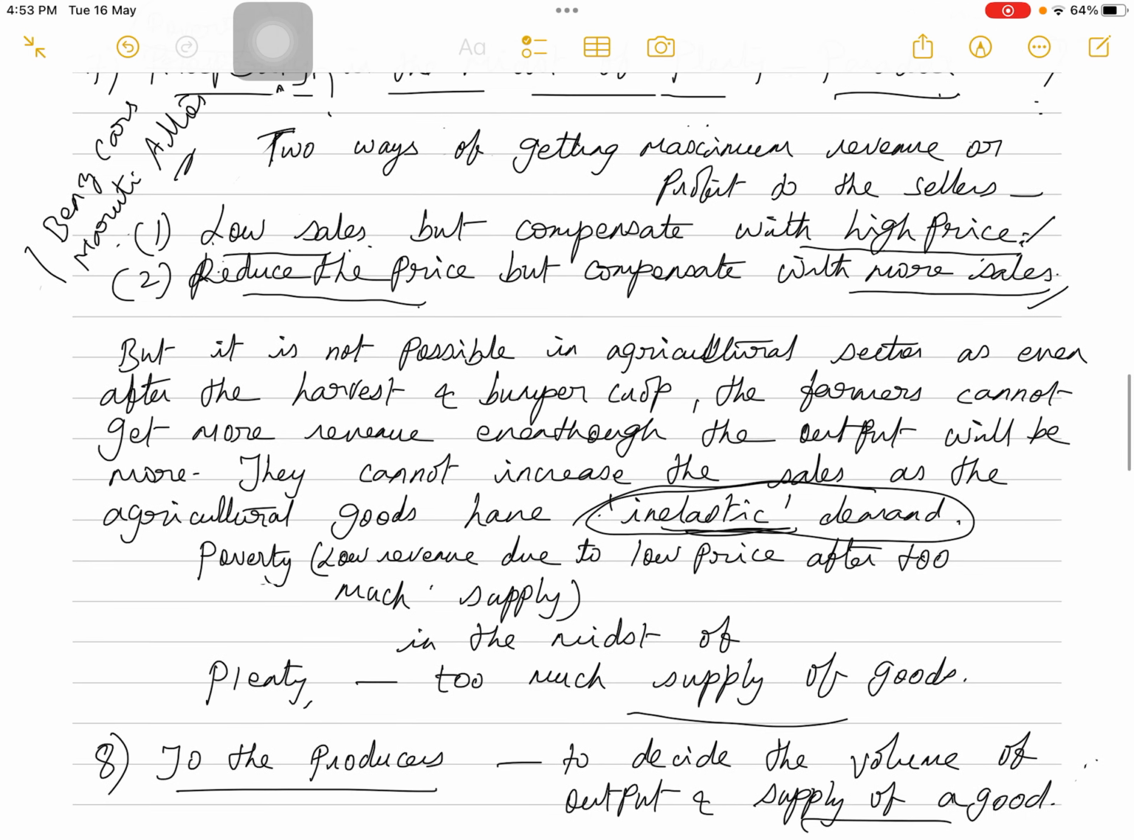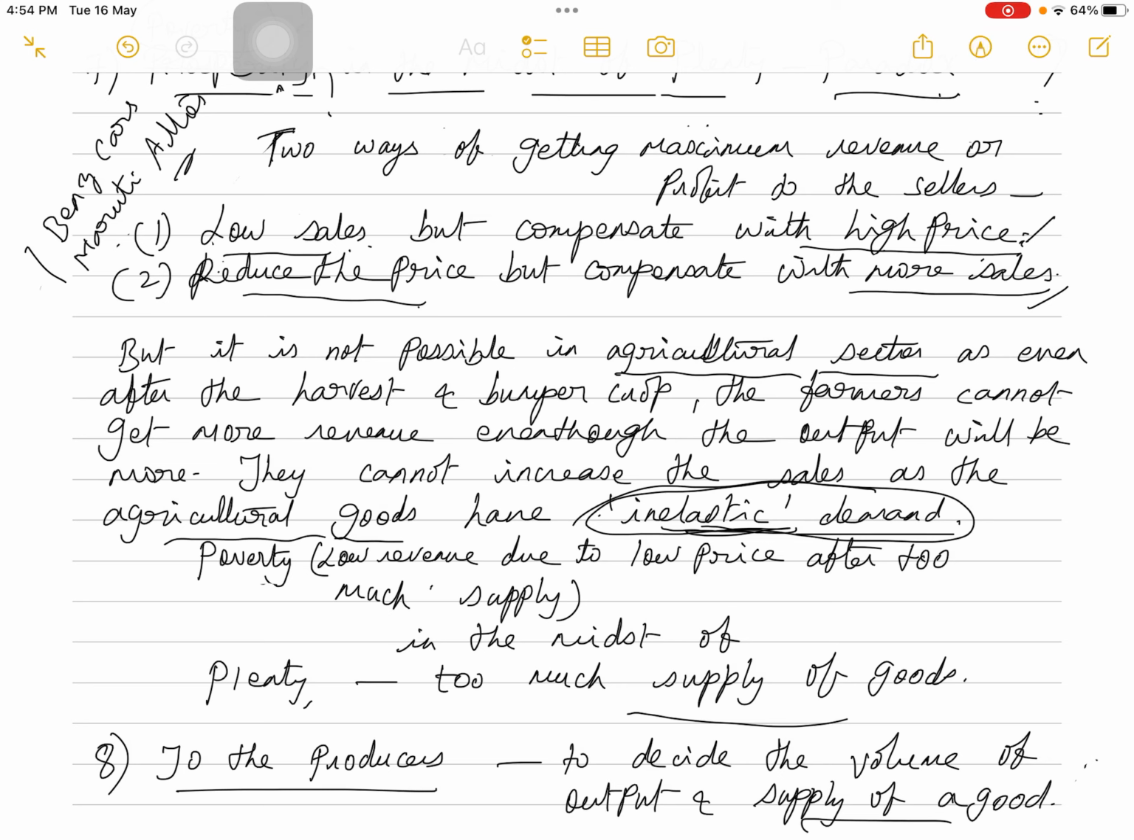But it is not possible in the agricultural sector. Okay, why is it not possible in the agricultural sector? Even after a harvest or bumper crop, the farmers cannot get more revenue, even though the output will be more. So why is this happening? Even when the bumper crop is there, the sales should be more, and in that way, even though the price is reducing, the sales should increase and compensate the farmer. But that is not possible in the agricultural sector because they cannot increase the sales, as agricultural goods have inelastic demand.